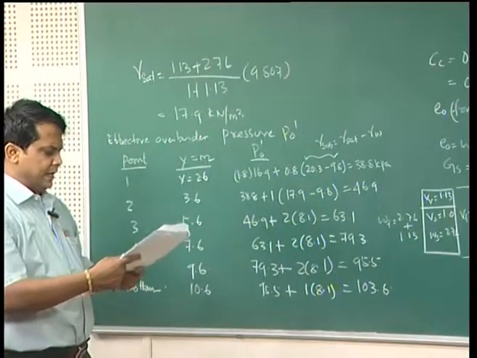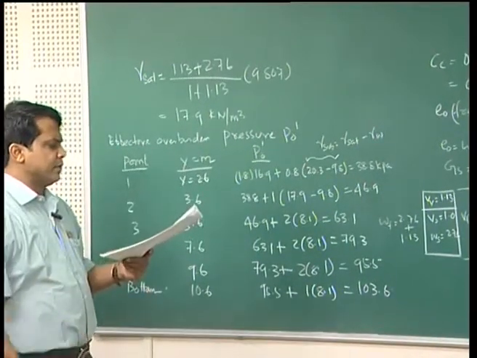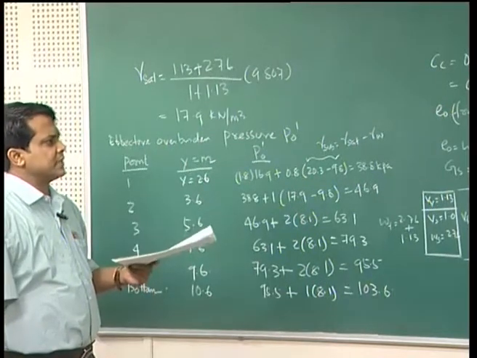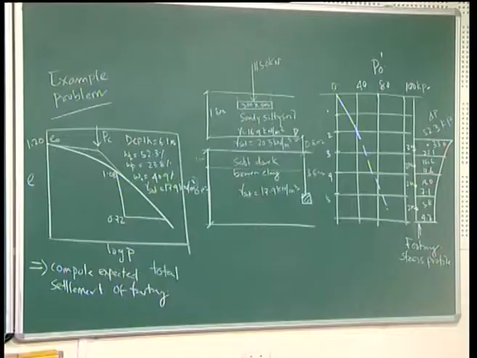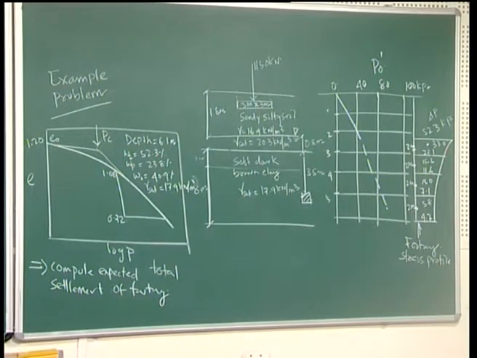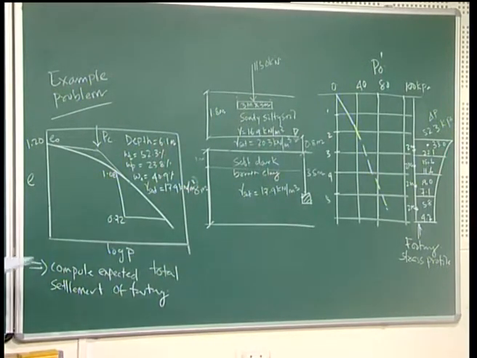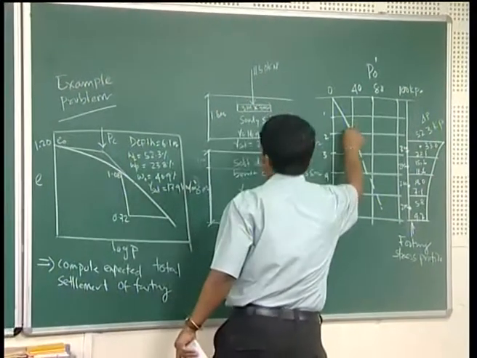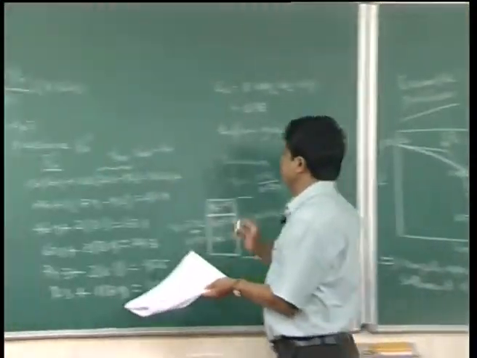Once you get it, you can plot the effective overburden pressure P 0 versus depth. The plotting has been made there. This plot I have already shown, and it has come from these calculations.